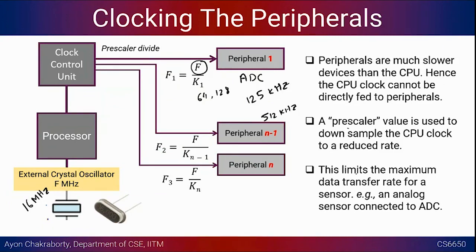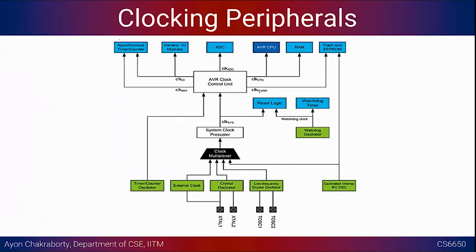So this basically limits the maximum data transfer rate for a sensor. If an analog sensor is connected to the ADC, how many times you can get the data out of the ADC per second is determined by, one, your external clock input, and two, the prescaler divide. The maximum clock that you can feed here is often mentioned in your data sheet, so you cannot do more than that. That's the reason you will have to use an appropriate prescaler. So this is the logic.